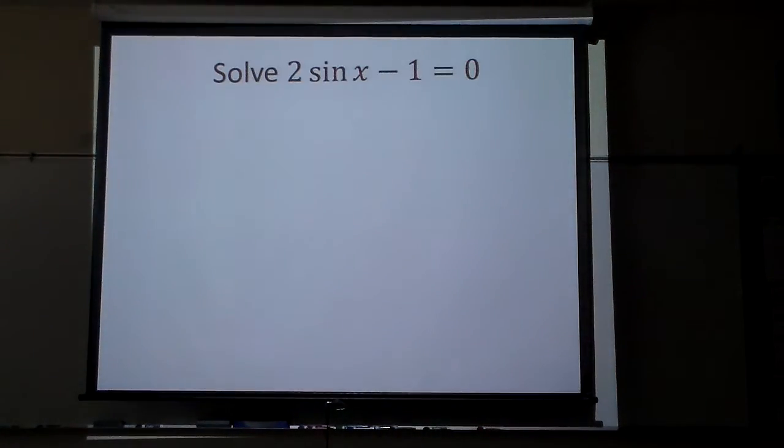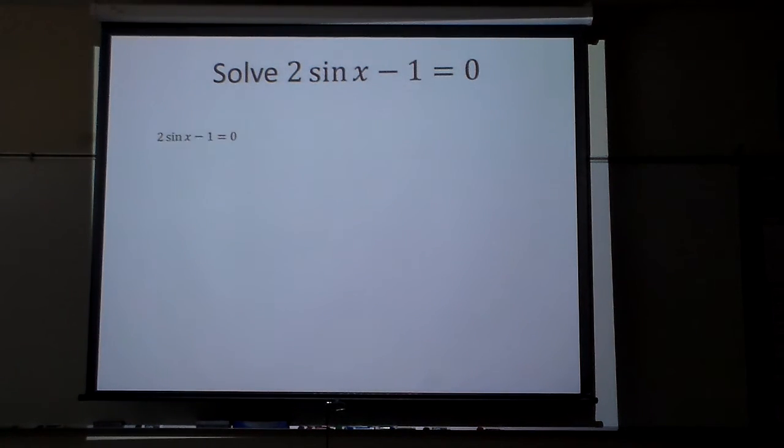Okay, so what we're going to do is this. Learn how to solve 2 sine x minus 1 equals 0. Whoa, Coach Stoney, we're going to actually have to solve equations now using trig functions? That is correct, sir. All right.